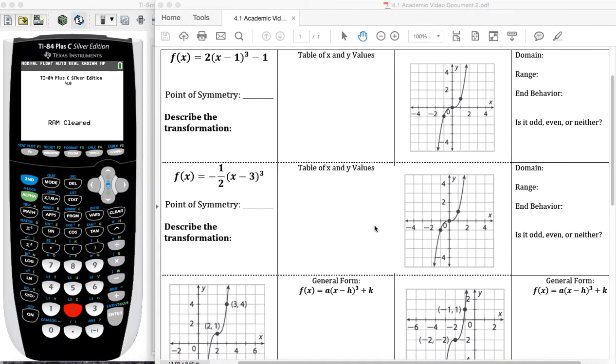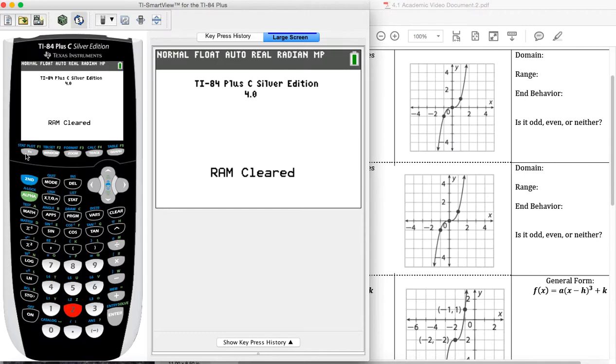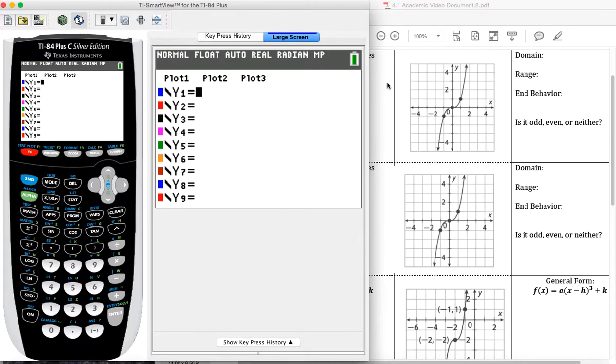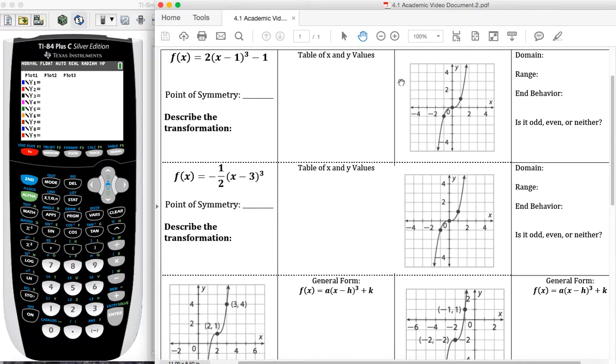Let's start with the first example, 2 parentheses x minus 1 to the power 3 minus 1. Now, in order to be graphing that, let's put that in y equals. Let's get some points to be able to graph it. But before I do that, I would like to discuss what the point of symmetry is and what the transformation is. It's good for us to know those two from the equation.